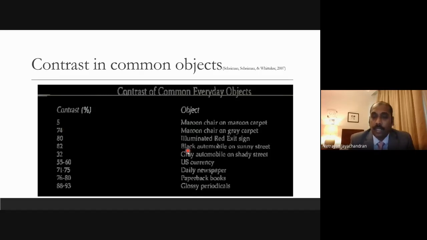Like that, we have different objects with different contrast levels. Maybe you can see the US currency, the contrast level is like 55 to 60. I think the Indian currency, which we are using now, has different colors with very, very high contrast, so it will be easy for low vision people to identify. We have a pink color, green color, so we have different kinds of colors, easy for low vision people to identify.